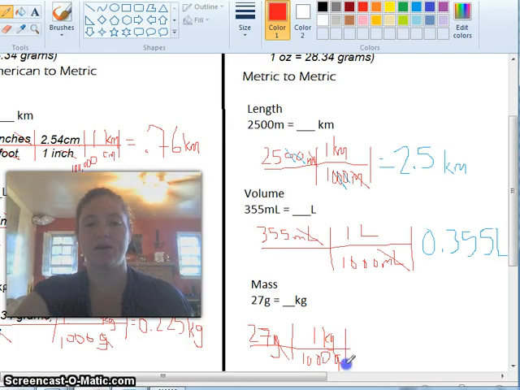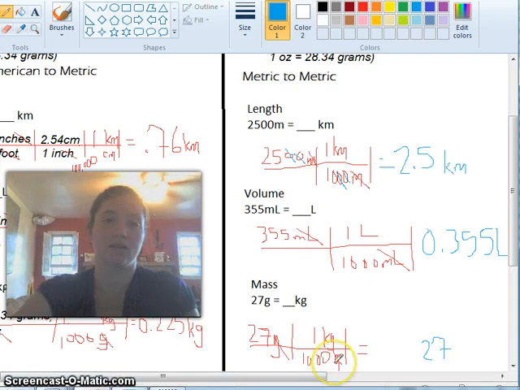Alright, so this one might be a little trickier for you, but it shouldn't be too bad. So 27 divided by 1,000. We know there's still going to be a 27 here. There's still going to be a 2 and a 7 because there's only ones and zeros there. There's no other values to change.